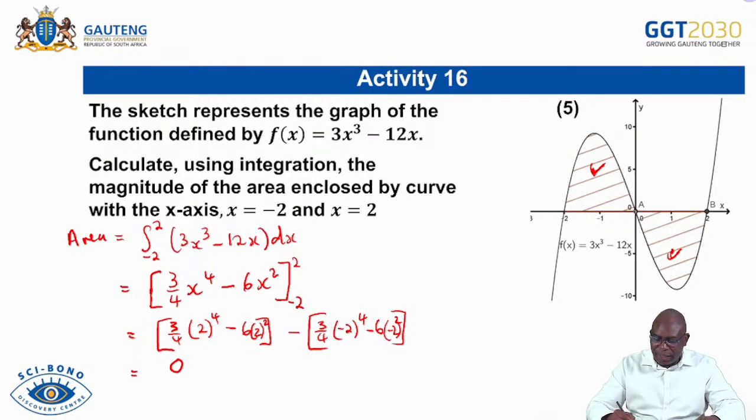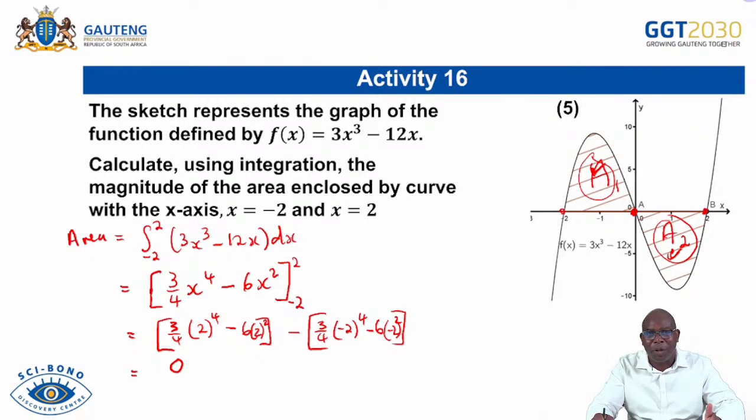I can see that the distance from here to there is the same as the distance from here to there. They're obviously symmetric in that graph, so I'm going to get a 0. What should I do? I must separate the two areas. I'm going to first do the area of that part, area 1, and also area 2, and then I add the two areas. That's exactly what I'm going to do, because I can see the area of this part is the same as the area of that part. So I'm going to separate the two and do them separately.